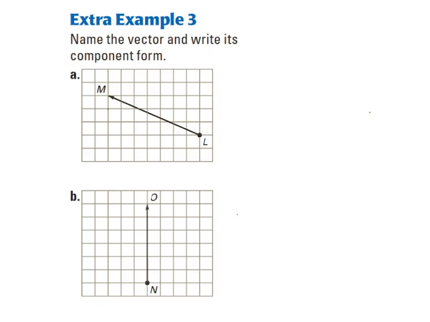So let's look at this. Name the vector. So this is vector LM. It starts at L, goes through M, and it has a component of, well, let's see, it goes to the left this much, and then up 3. So plus 3, and to the left 2, 4, 6, 7. So minus 7 to the left. So the component form is negative 7, 3.